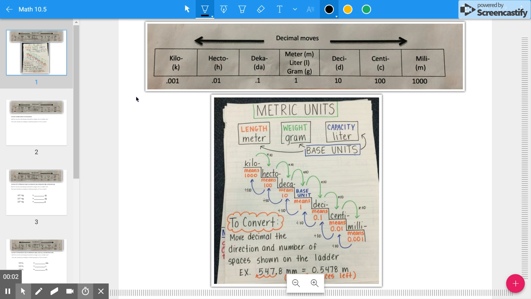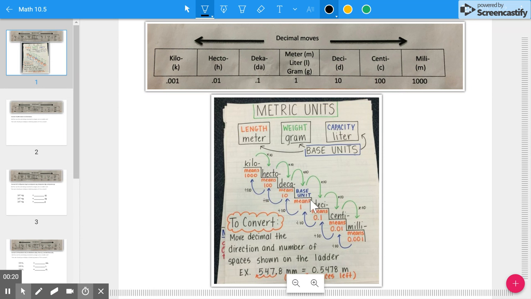This is chapter 10, lesson 5. So we're looking at metric measures and converting within the metric system. We're going to be looking at length, which is labeled as meters, weight, which is labeled as grams, and capacity, which is labeled as liters. So these are our base units.